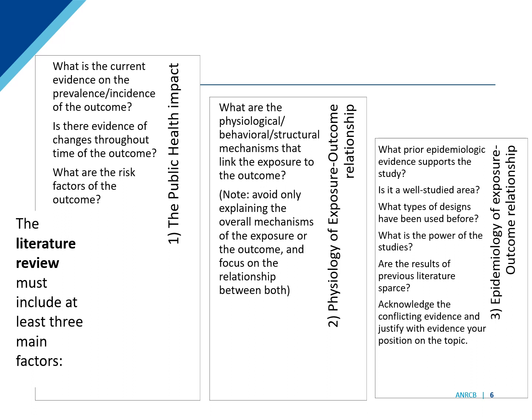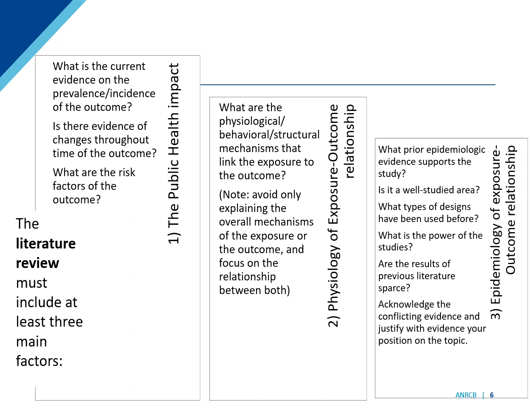The literature review must include at least three main factors. One, the public health impact. Two, the physiology of the exposure-outcome relationship, and three, the epidemiology of the exposure-outcome relationship. For public health impact, you want to provide current evidence on the prevalence or incidence of the outcome, particularly in your population of interest.